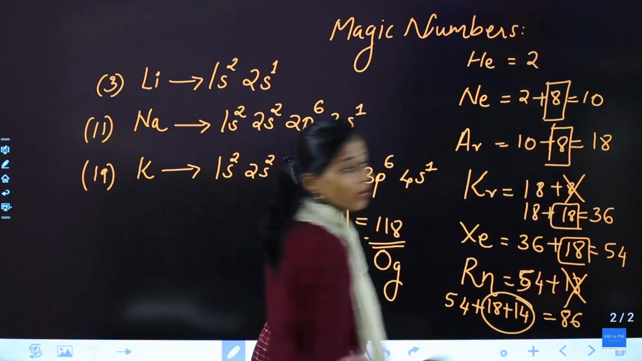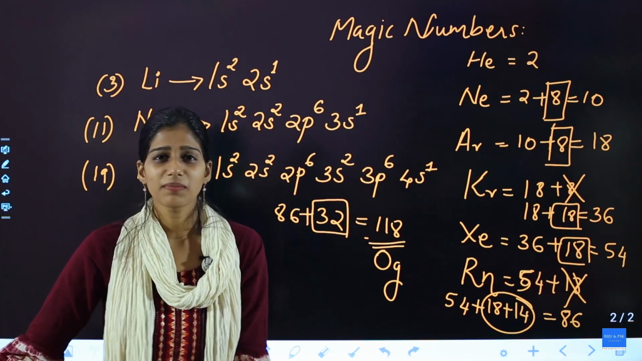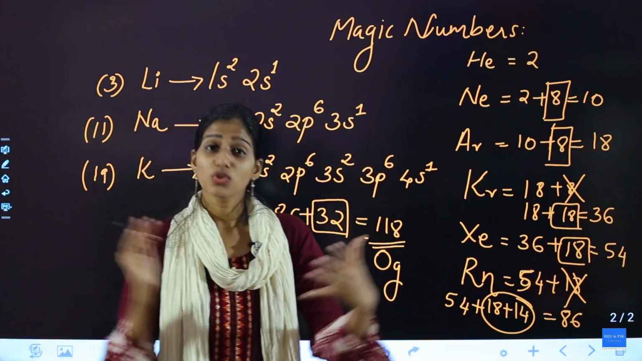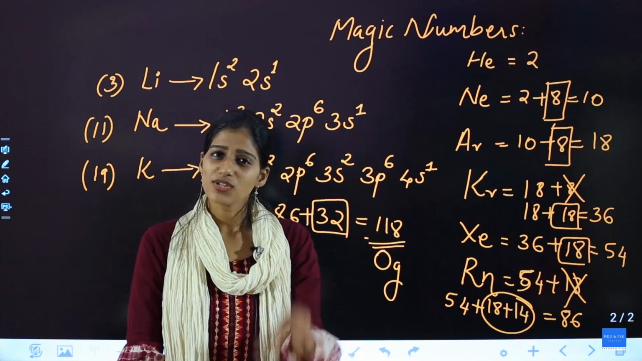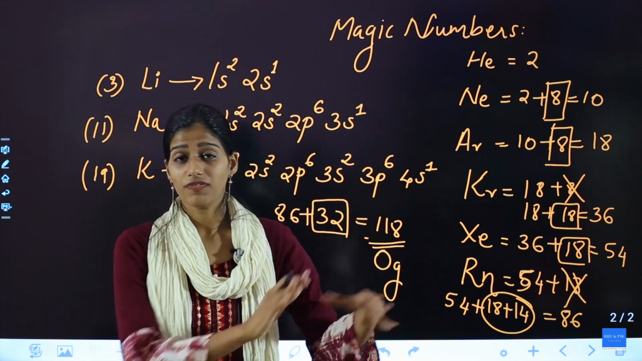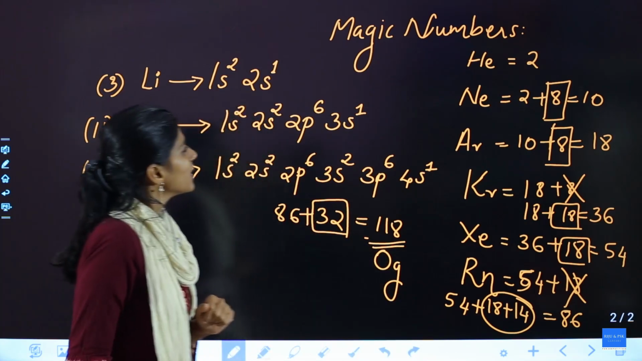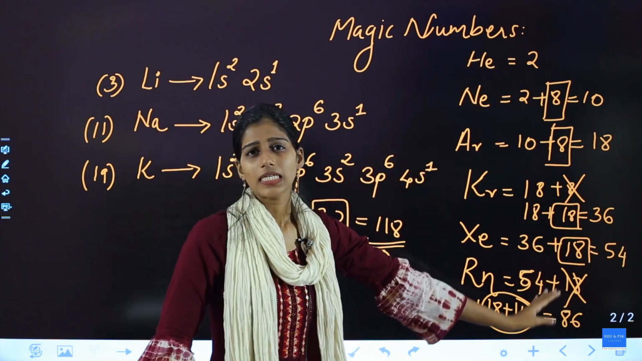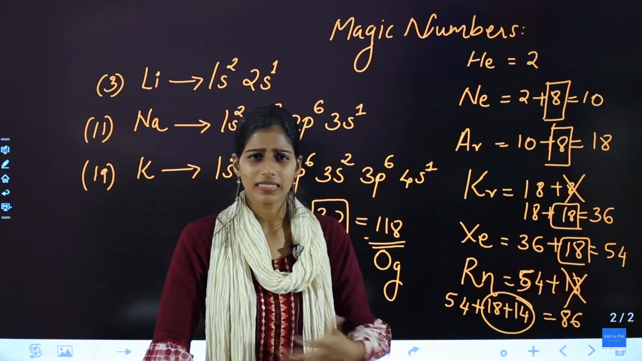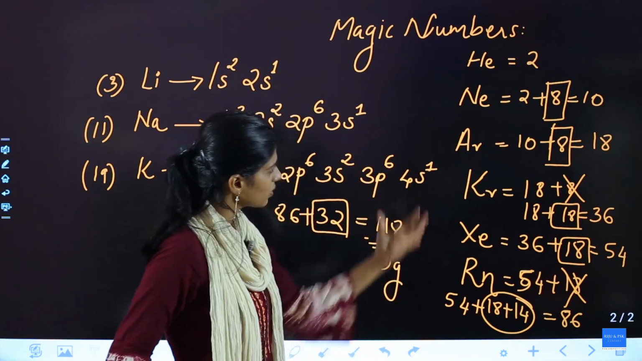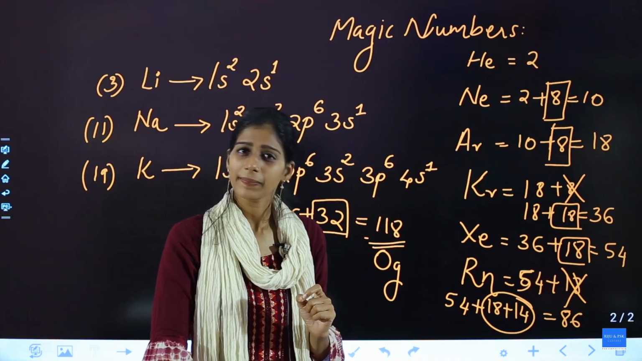So, you have all these numbers, right. So, magic numbers are the numbers which are used to add along with the noble gas in order to get the atomic number of that element that we are considering. Okay. So, hope you are now thorough with the atomic numbers. So, just revise it once again. What is the correct order of the noble gases as well as what are the atomic numbers. Okay.